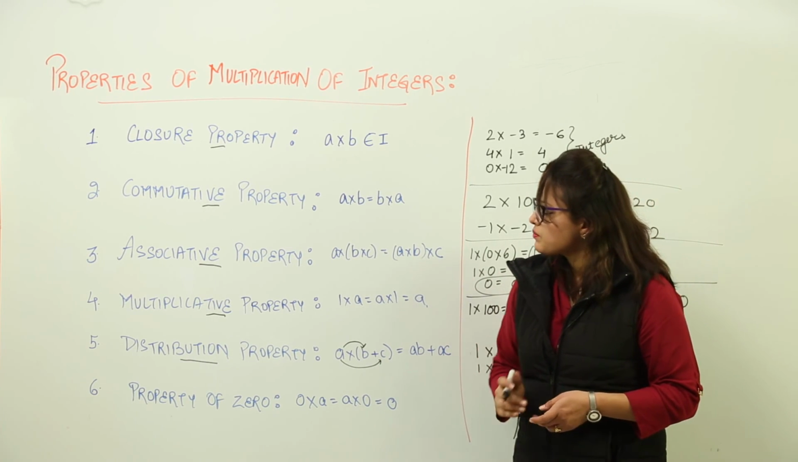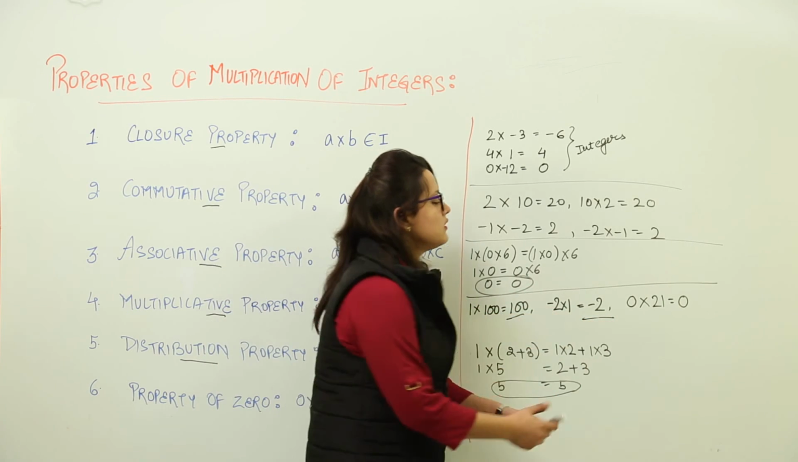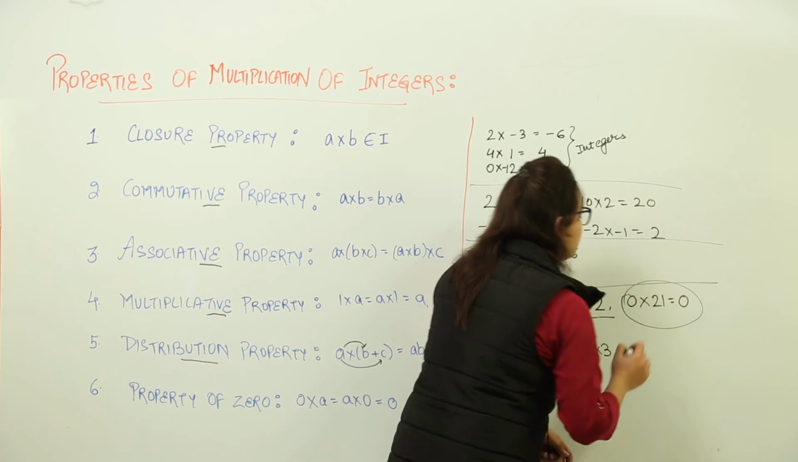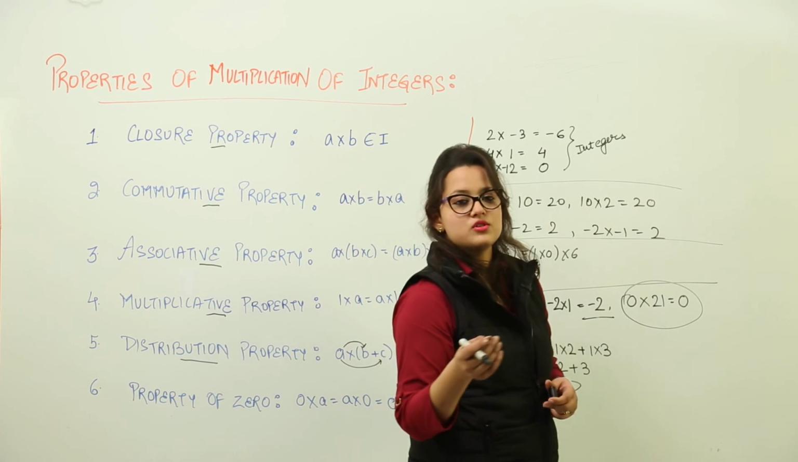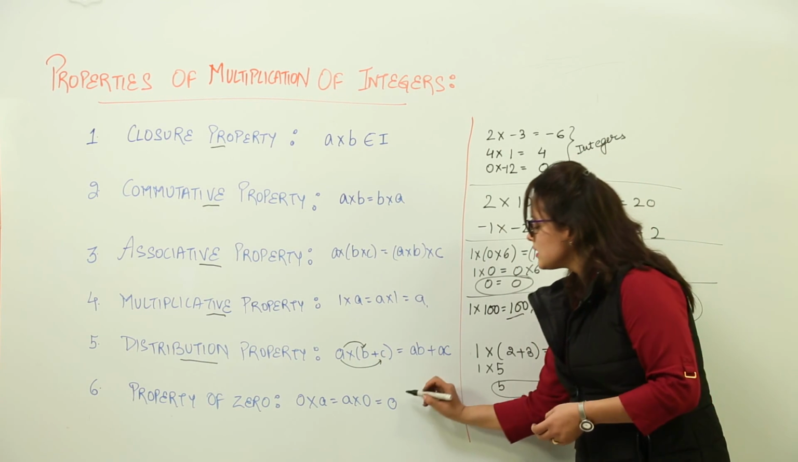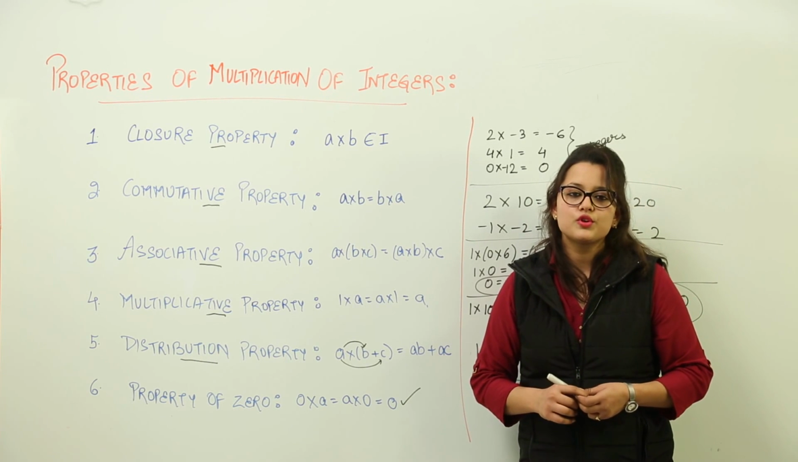The last one is the property of 0. The case I have already discussed: you multiply any integer with 0 or you multiply 0 with any integer, your answer will remain 0. So these are the properties of multiplication of integers.